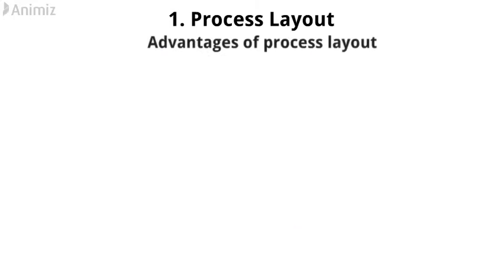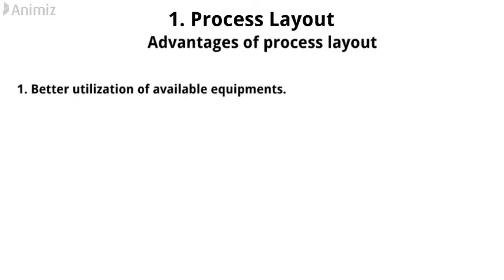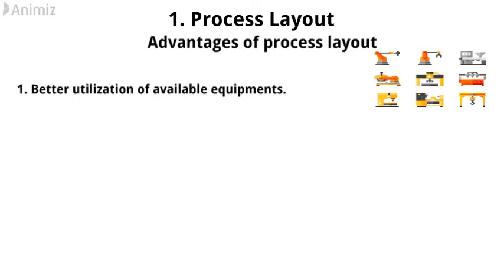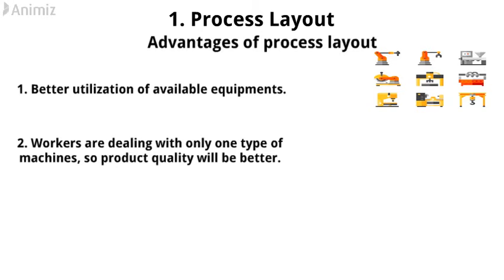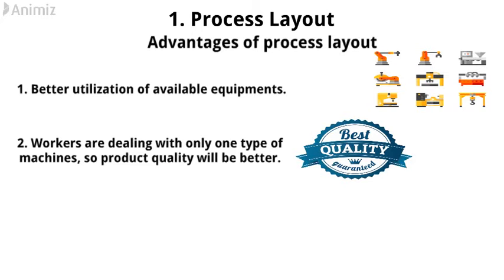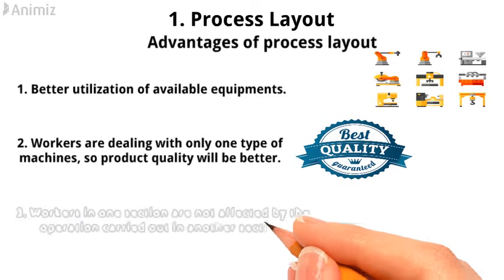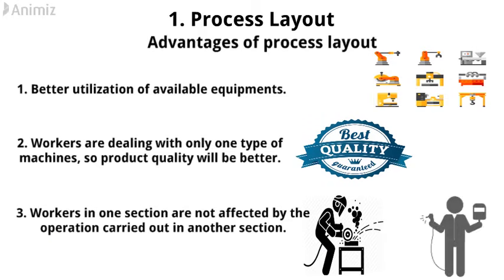What are the advantages of process layout? 1. Better utilization of available equipment. 2. Workers are dealing with only one type of machines, so product quality will be better. 3. Workers in one section are not affected by the operation carried out in another section.